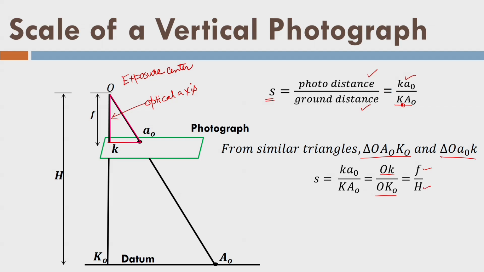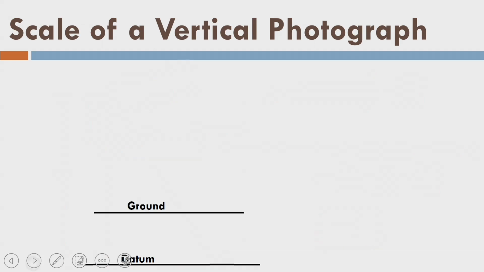Why? Because I can say that this distance and this distance, if I take the ratio of 2 like this, they are equal to this distance, focal length, and this flying height, this distance, and that is written here. So my scale of a vertical photograph is equal to the ratio of focal length to the flying height. Okay, so now we give S is equal to f by H.